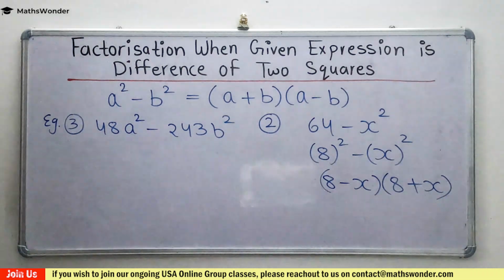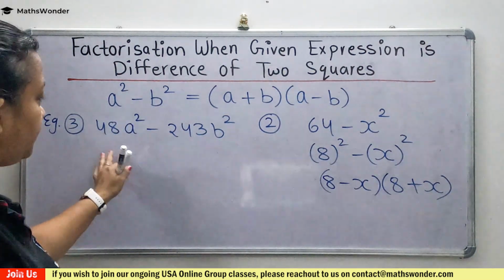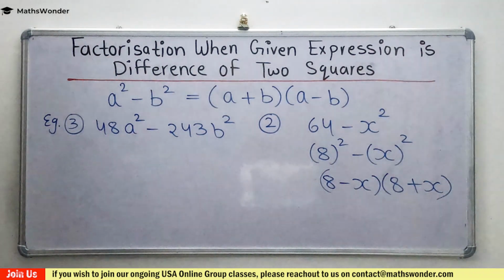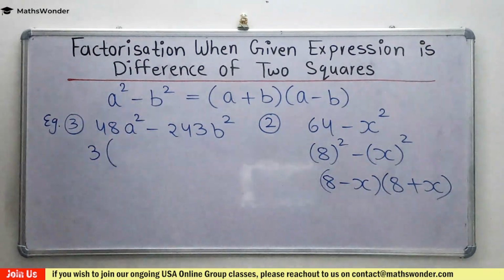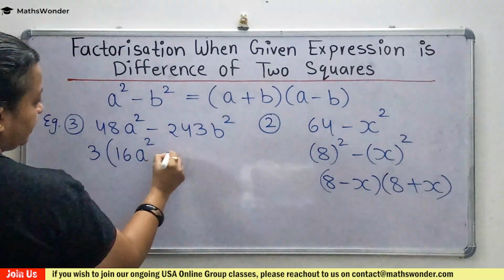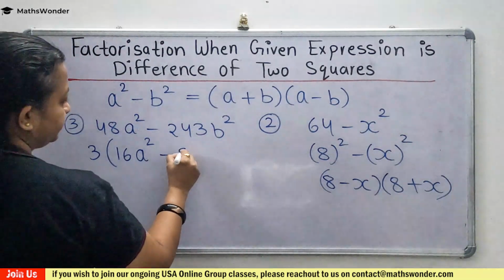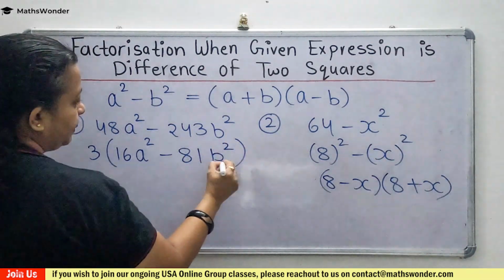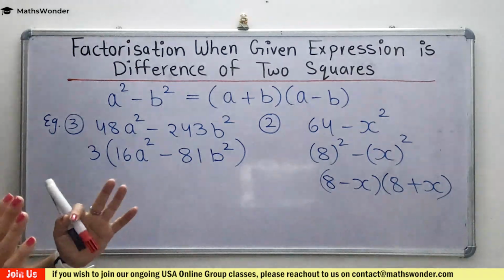Then first of all, you will check for any common number between these. Any common number we can take out, just like in the last class concept. We have taken out the common number, remember the last questions? So 3 is the common number. When you take out 3, 3 times what will give 48? 16. 3 times what will give 243? 81. So 81b square. Now can you check if 16 and 81 are perfect squares?